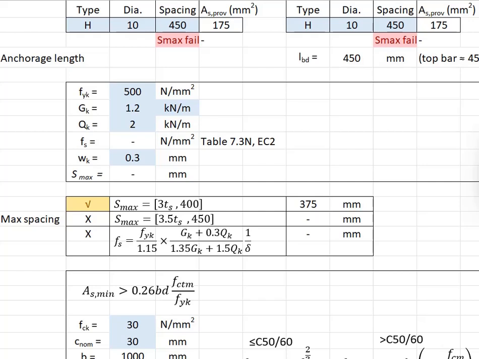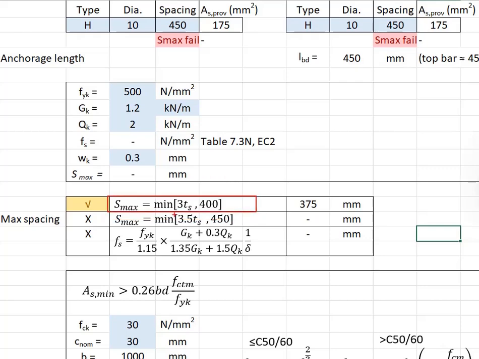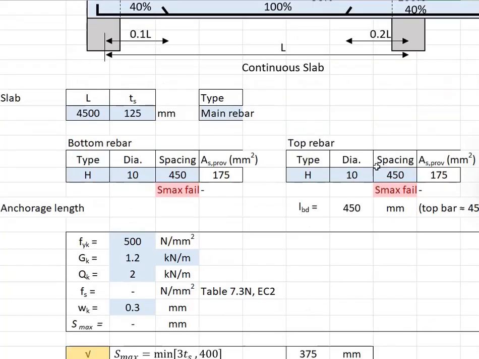There are two methods for you to determine the maximum spacing. The first one, which is more straightforward, is governed by multiples of the thickness and a maximum of 400 or 450, depending on whether you are dealing with the main bar or the secondary bar. For the main bar, you will use this, and for the secondary bar, you will use this. This simplified method is conditional on your thickness being less than 200 mm.